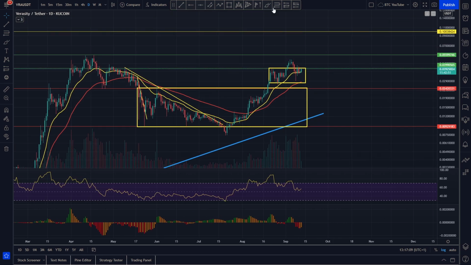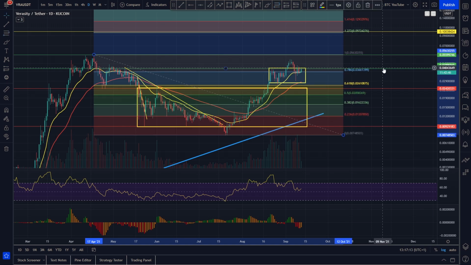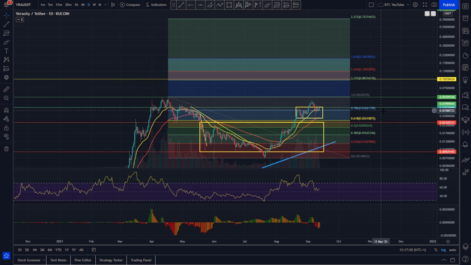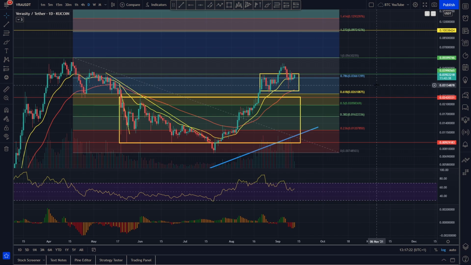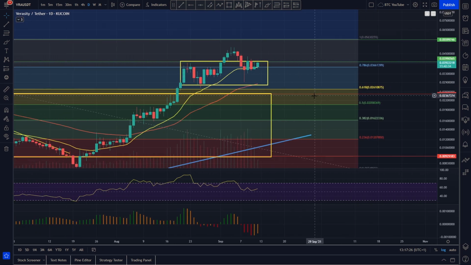I mean, if we just throw the fib retracement on here, just so we can get an idea of what the potential actually is, you can see we've got some very nice price targets, upwards of around 70 cents here, which would be absolutely insane, wouldn't it, for Verasity if that was the case? But you can see we can look at some short-term price predictions then, just to summarize what's going on.